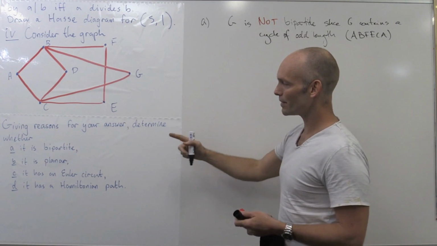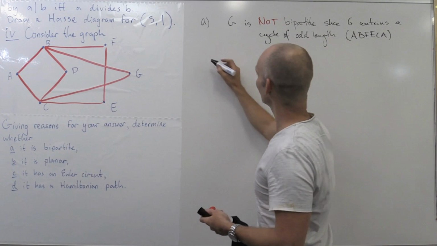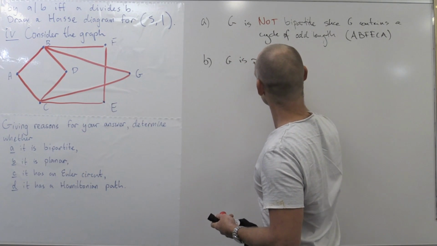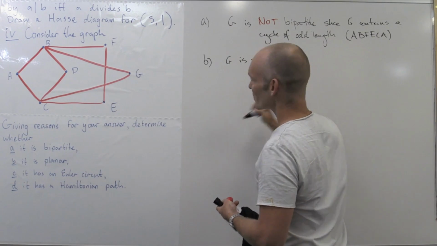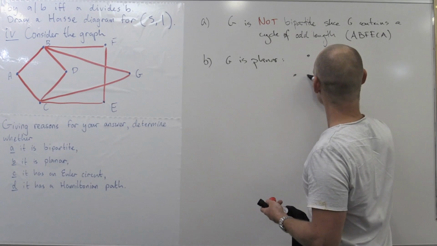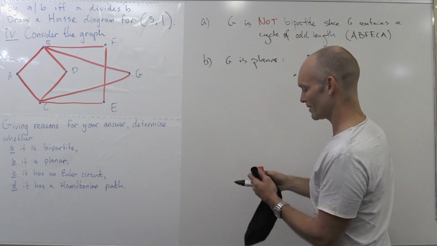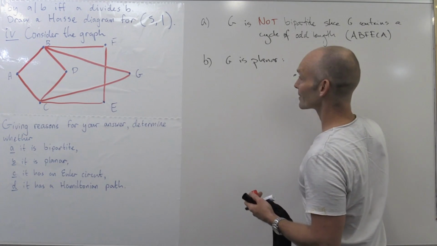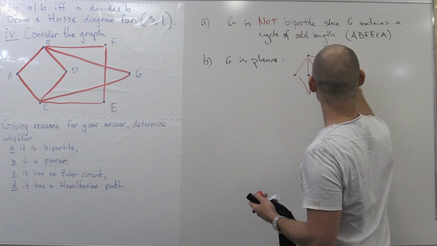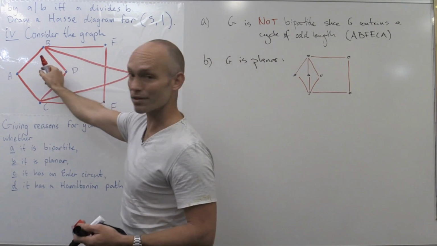Cool. What about planar? Is this planar? Well, sure it is. You can almost see it. So here the answer is yes. G is planar. Because we can redraw it in a planar way. For instance, like this. There we go. And a couple of edges between these vertices. There we go. And all we've done here is pull the G into the middle.